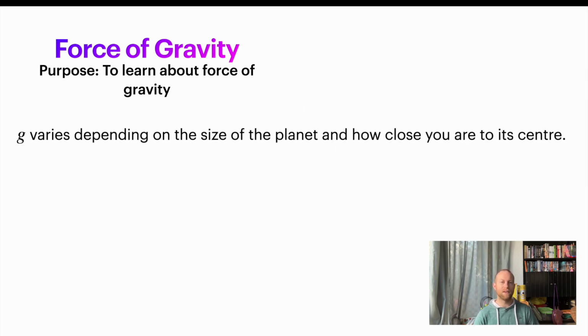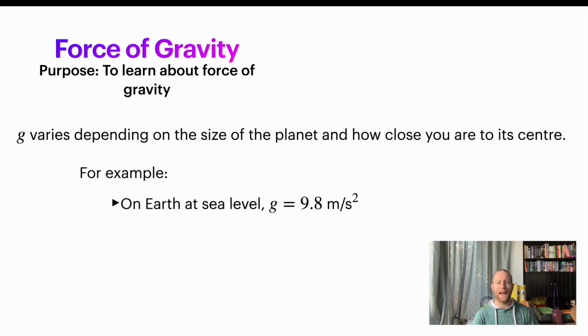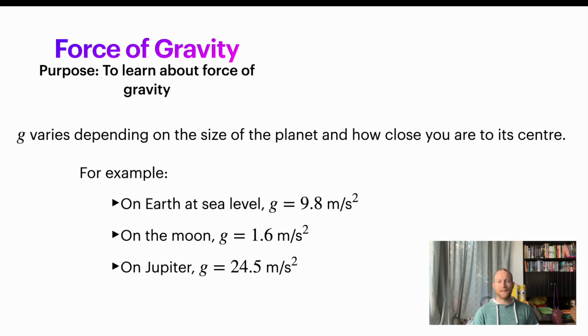So g varies depending on the size of the planet you're on and how close you are to its center. We've always said g is 9.8. You might have seen questions last unit or the unit before where we were dealing with the moon, where g is 1.6, or there are some other values for g. For example, on Earth at sea level, it's 9.8. If you're at the equator, it's going to be slightly less. If you're at the North Pole, it's going to be slightly bigger. On the moon it's 1.6. If you were to go to Jupiter and stand on its surface, it's 24.5. And if you somehow manage to stand on the sun's surface, g would be 274 meters per second squared.